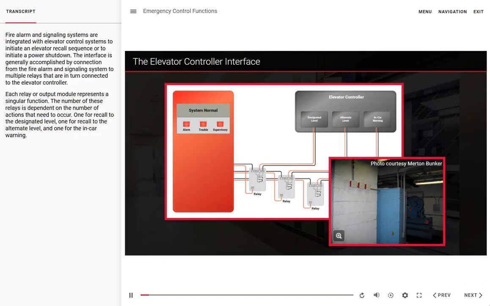Fire alarm and signaling systems are integrated with elevator control systems to initiate an elevator recall sequence or to initiate a power shutdown. The interface is generally accomplished by connection from the fire alarm and signaling system to multiple relays that are in turn connected to the elevator controller. Each relay or output module represents a singular function. The number of these relays is dependent on the number of actions that need to occur: one for recall to the designated level, one for recall to the alternate level, and one for the in-car warning.